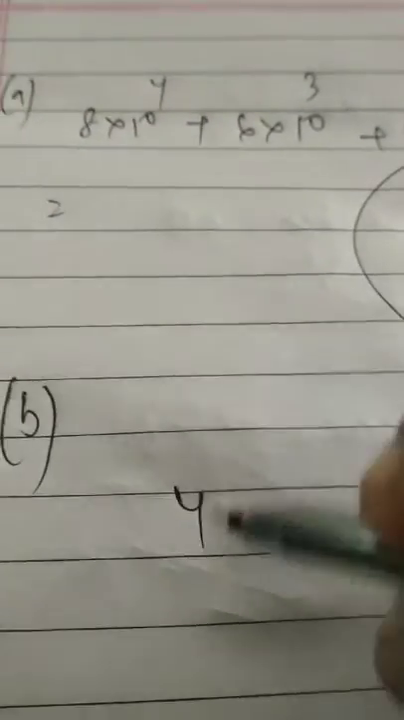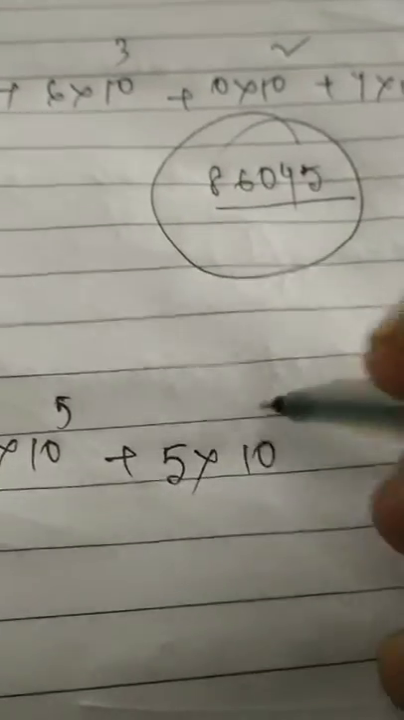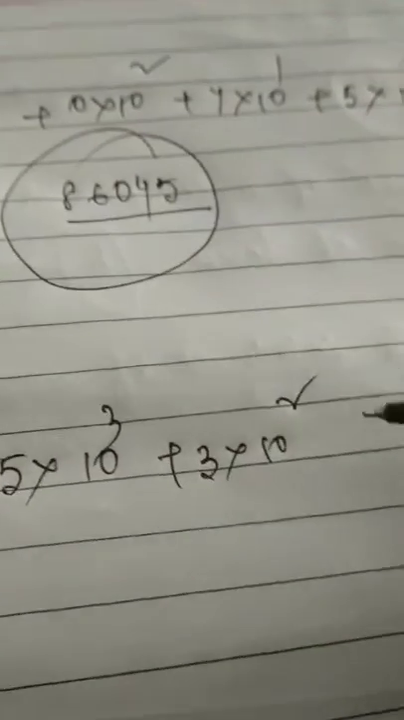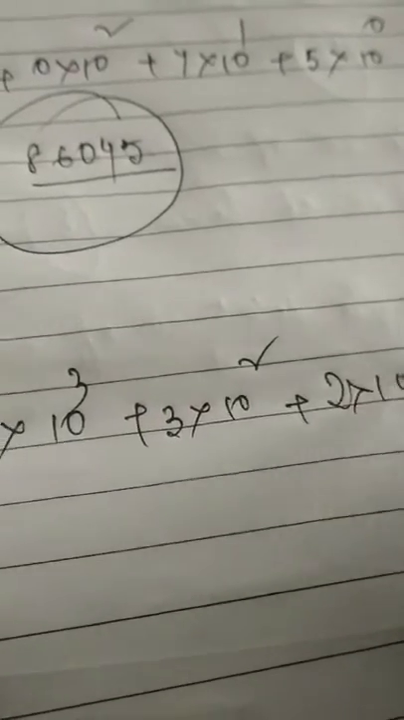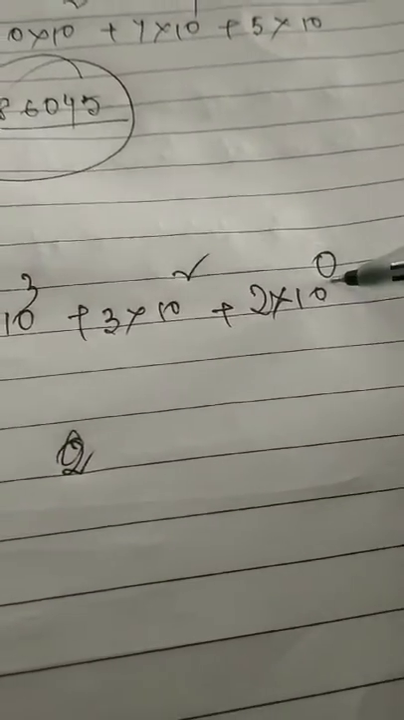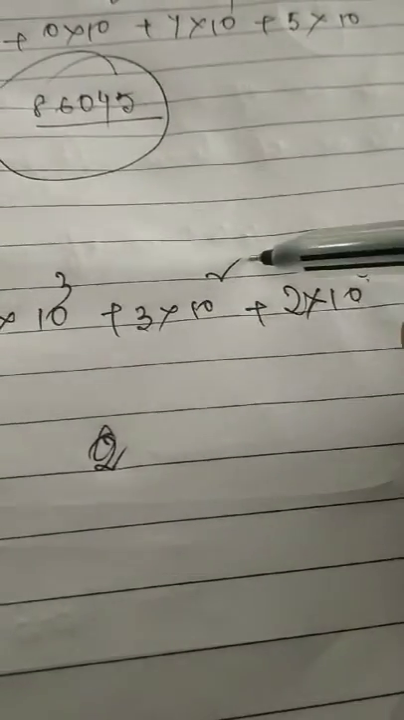Let's try part B. Part B is 4 into 10 to the power 5 plus 5 into 10 to the power 3 plus 3 into 10 to the power 2 plus 2 into 10 to the power 0. 2 into 10 to the power 0 means 2 ones are 2. 3 into 10 square means 300. So here, children, one thing I must tell you. Here the power is 0 and here it is 2, so 10 to the power 1 is missing.